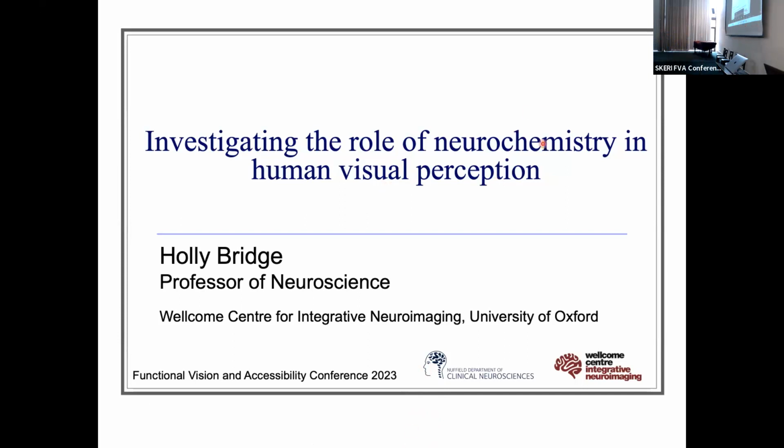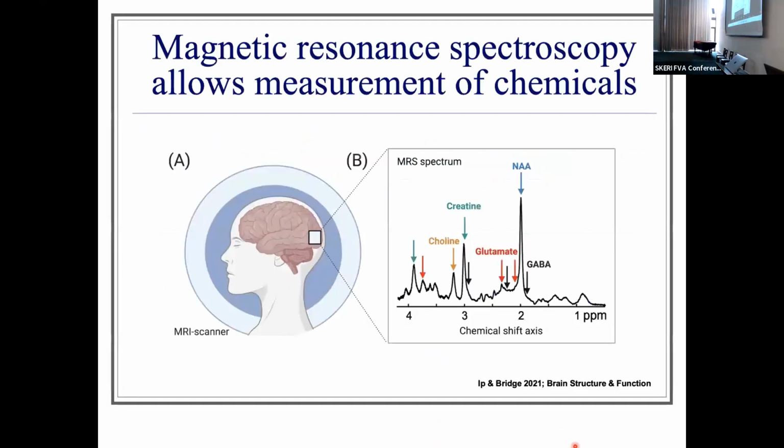But yes, I'm going to talk about neurochemistry, and we might come back to the difference between what BOLD tells you versus what neurochemistry can tell you. Magnetic resonance spectroscopy is essentially a technique that we can use with the MRI scanner, which allows us to get a measure of chemicals within the brain.